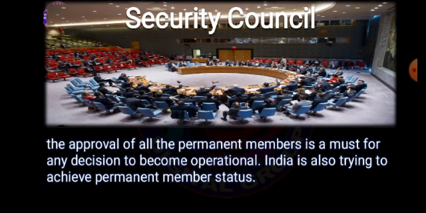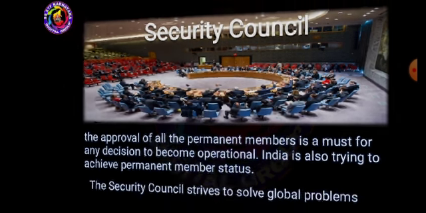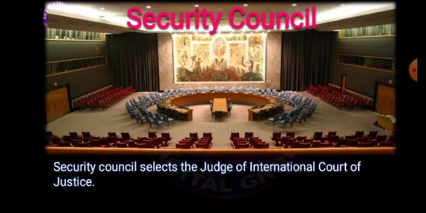And presently our India is also striving a lot to become the sixth permanent member of the Security Council, where Russia is always supporting India to become a permanent member of the Security Council for the maintenance of peace and security in the world. And this Security Council is always trying to solve each and every problem in the world. Along with this, the Security Council is also electing the judges of the ICJ, which is known as the International Court of Justice. All the 15 judges of the International Court of Justice are elected by the Security Council itself.